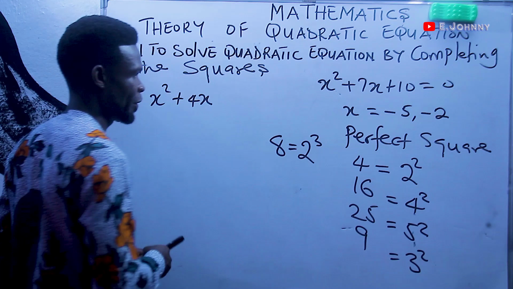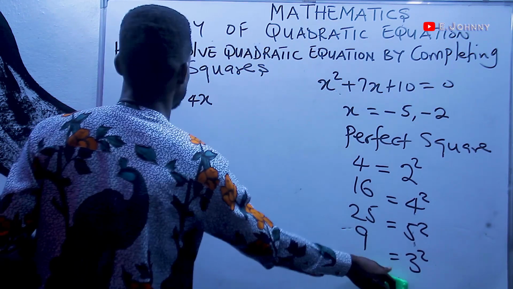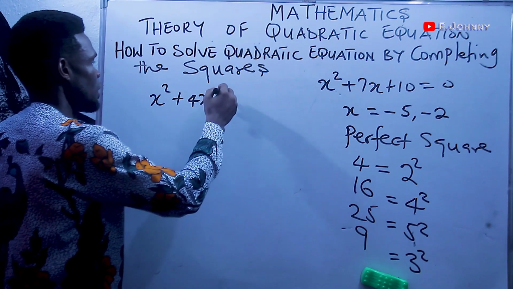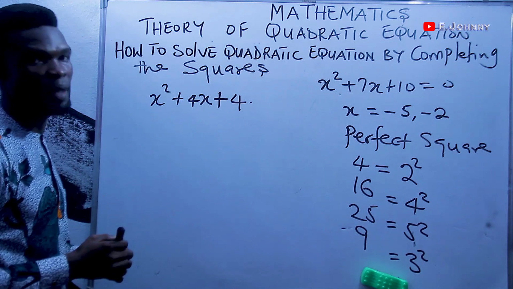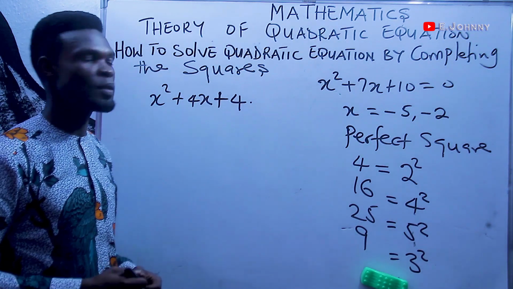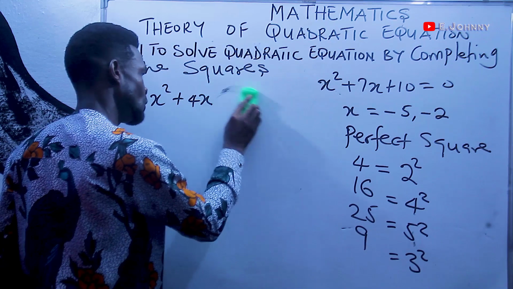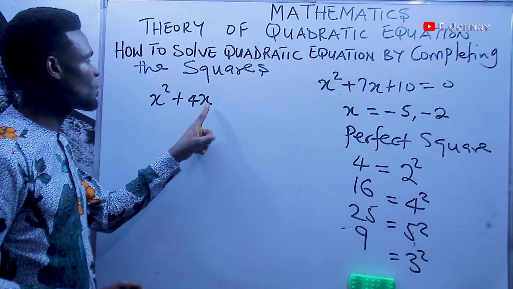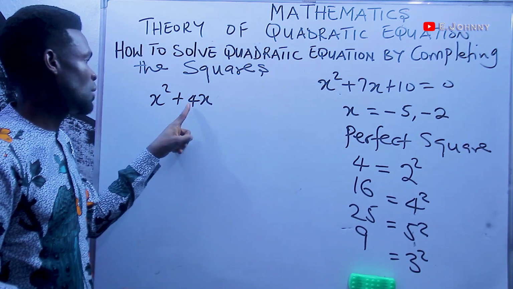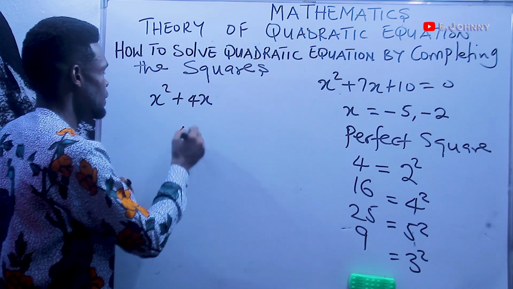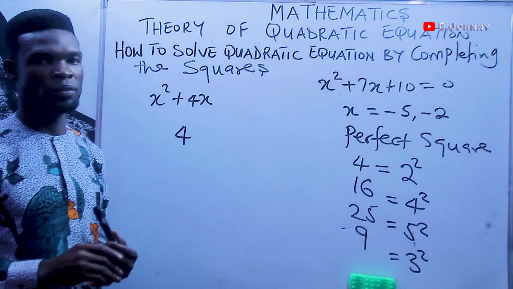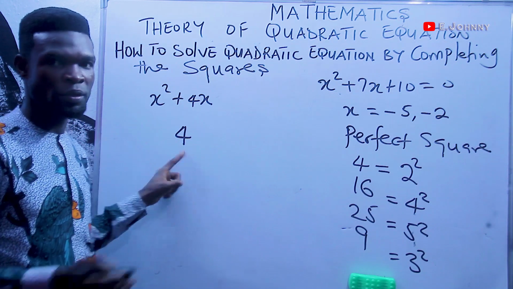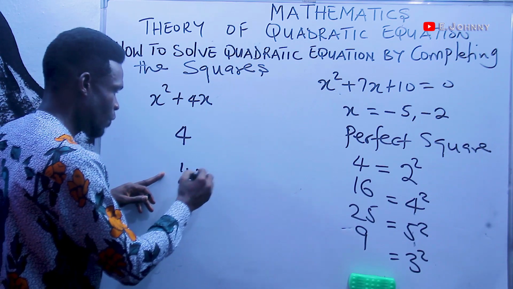So let me make it clearer. I will say that what must be added to this to make it a perfect square is the number 4. That's the answer. How? Very simple. These are steps to take to get to that number. Step 1, ask yourself, what is the coefficient of x? The coefficient of x is 4. So bring out that 4. Step 2, what is half of this number 4? We know that half of 4 is 2.